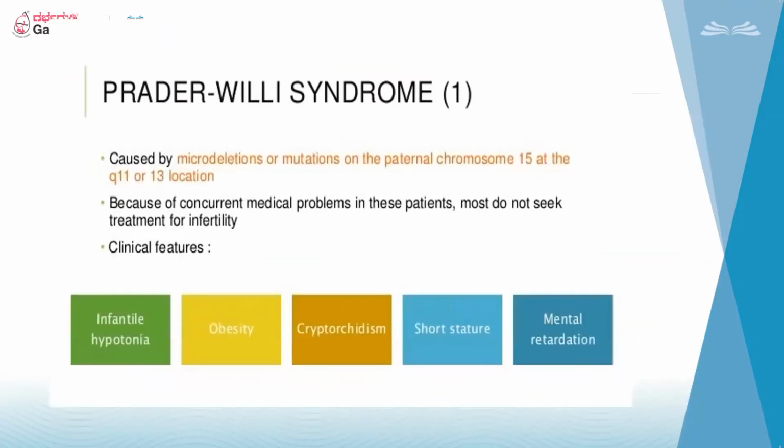Second is Prader-Willi syndrome. This is caused by microdeletion or mutation on the paternal chromosome 15. This is a very severe form of disease, and it hits right from childhood to adulthood. These patients usually have many concurrent medical problems, and they hardly have any interest in infertility. However, the clinical features will be infantile hypotonia, obesity, cryptorchidism, short stature, and they will be mentally retarded.